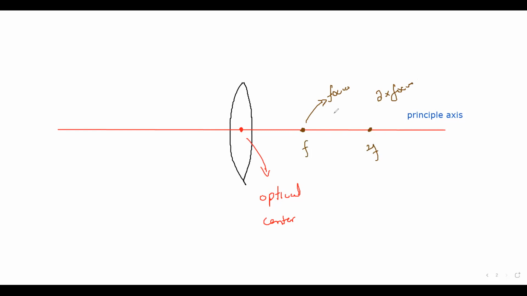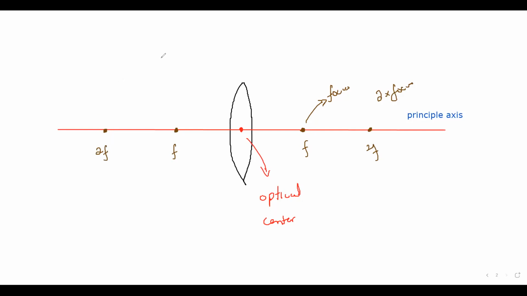And there will be double of the focus, which we call twice of focus, or 2F. And if focus is on the right hand side, there will be focus on the left hand side, because the light rays can come from either side, so they will converge on either side. So if focus is on the right hand side, at the same distance focus will be there on the left hand side, and then double will be 2F.